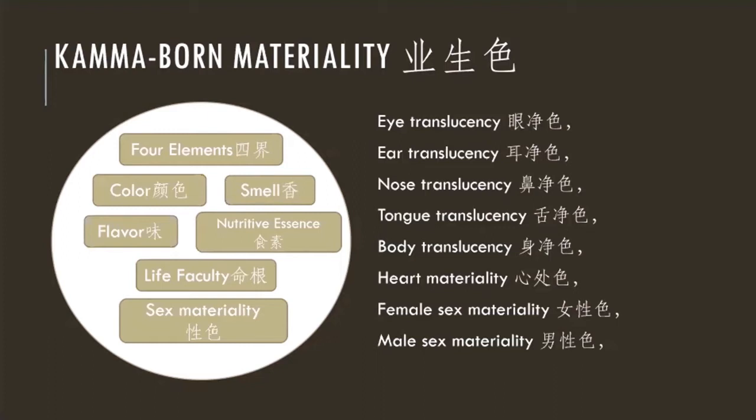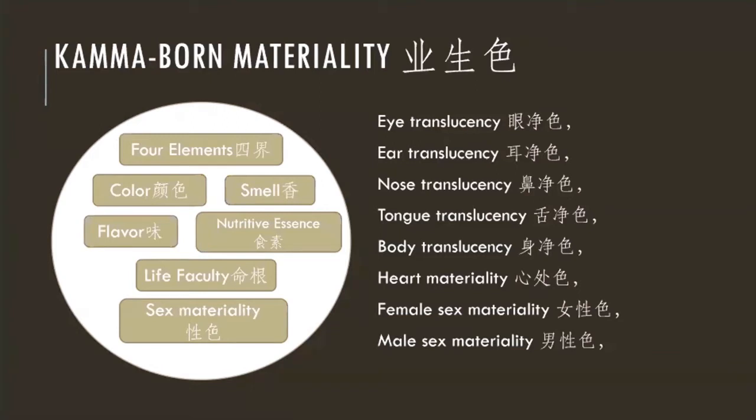So in all these kalapas, there are 10 types of materiality. For example, eye translucency is also a kalapa. There will be 10: four elements, the color, the smell, the flavor, the nutritive essence, altogether 8. After that, life faculty, 9. After that, eye translucency, 10. Similarly, in ear translucency: four elements, the color, the smell, the flavor, the nutritive essence, life faculty, and ear translucency, altogether 10 materialities in the cluster, in that particle. Similarly, you can also understand nose translucency, tongue translucency, and body translucency.